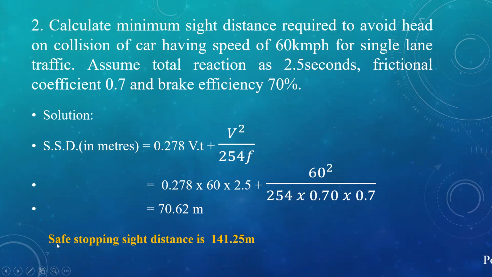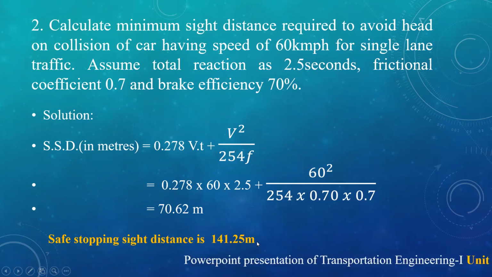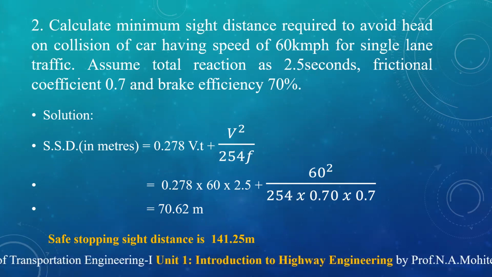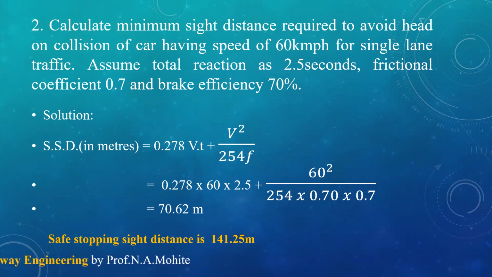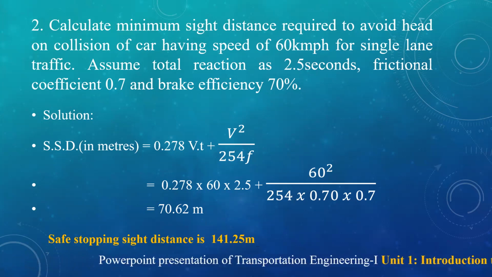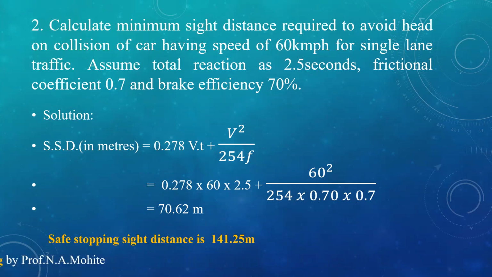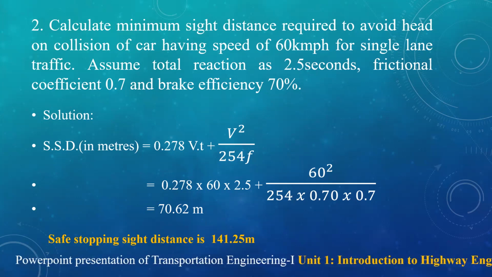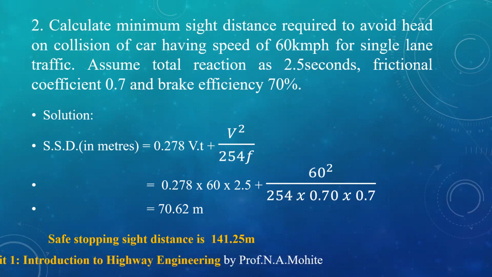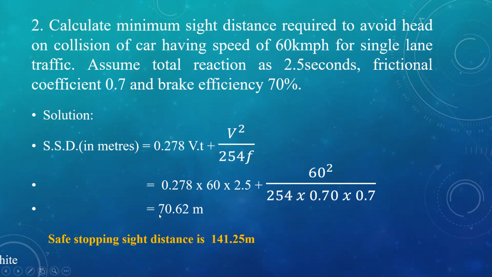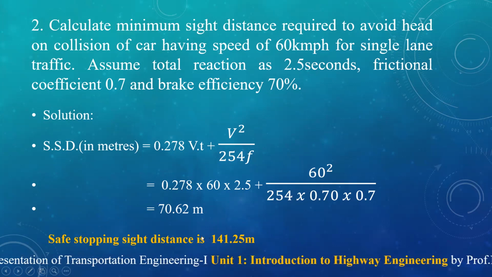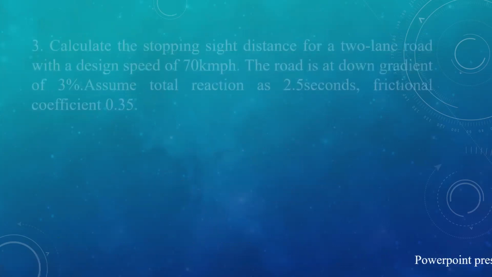But in the conclusion, it is written here as 141.25 meters. So just remember clearly why I have written that: for a single lane, the traffic is moving in both directions. So you are required to just double the distance which has been calculated. The calculated distance is coming out to be 70.62 meters, so it is just doubled. Okay, moving to the next problem.